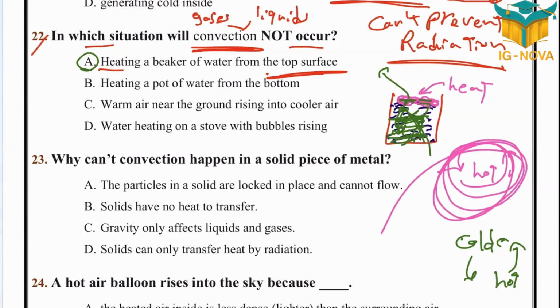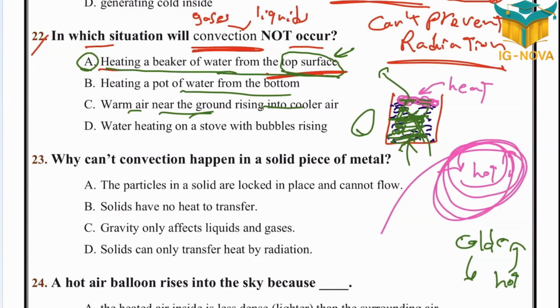You need to understand and explain to yourself the whole choice. Here, it gives you heating from the top surface, while from the bottom it will make a convection current. Warm air near the ground rising into cooler air, so this convection occurs. Water heating on the stove with bubbles rising also makes convection occur. But in A, convection cannot occur.